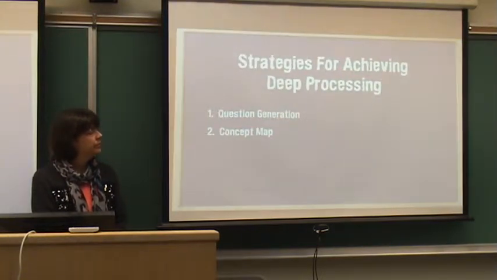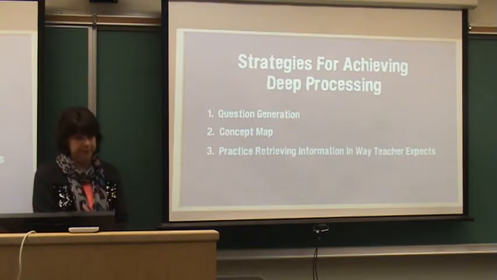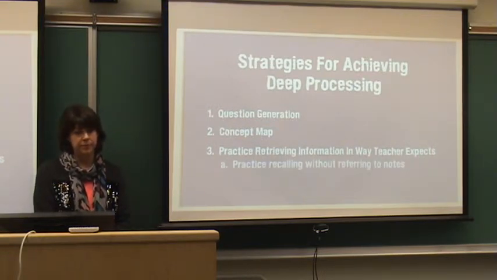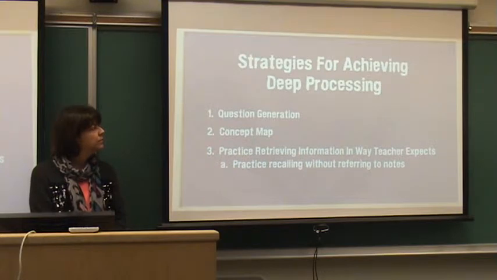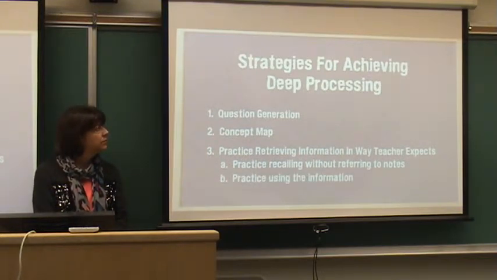The third method is to practice retrieving and using the information in ways that your teacher expects you to be able to do. There are really 2 parts to this study strategy. The first part is to practice retrieving the information without referring to your notes and book. So close your notes and book and just practice retrieving the information. Explain it to someone else or write it down. The second part is to use the information in the way that your teacher expects.